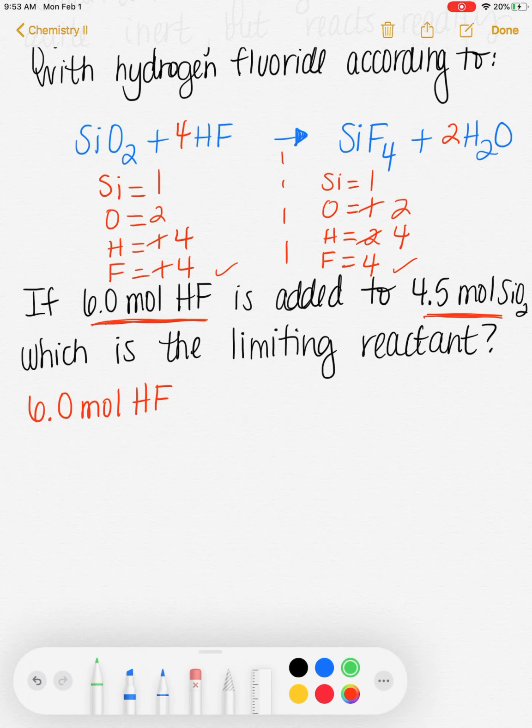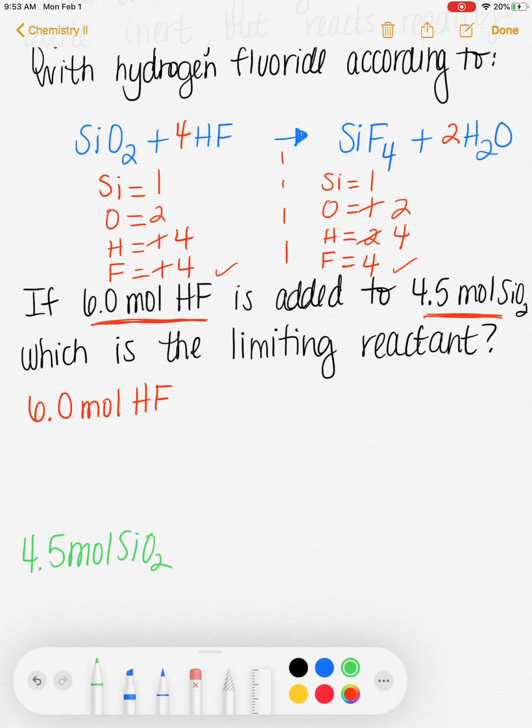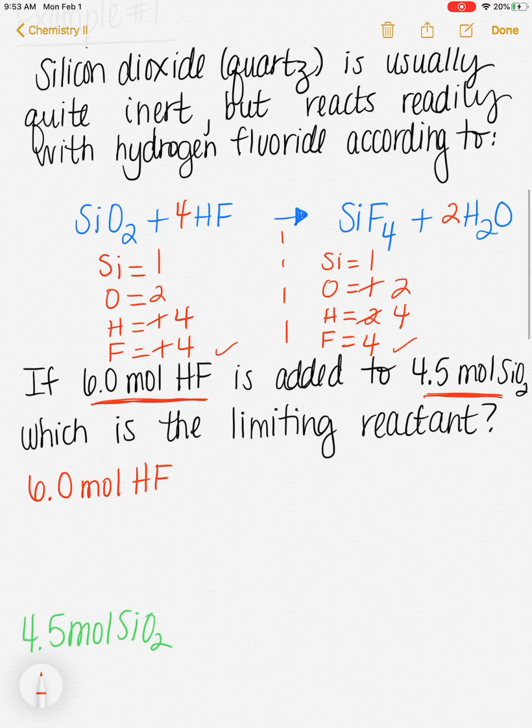And I'm going to use a separate color here for my 4.5 moles SiO2. Now, to determine which is the limiting reactant, we have to change both of those things to a common unit, and it has to be a product. Remember, the products are on the right side of the equation. I'm just going to go ahead and pick SiF4 as our substance. We could have picked water, but I'm just going to pick the SiF4 because it comes first.